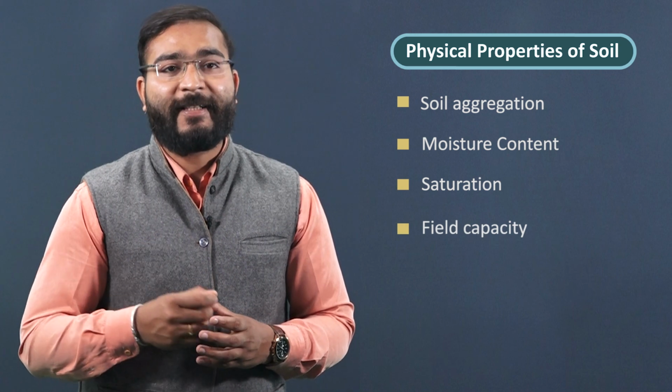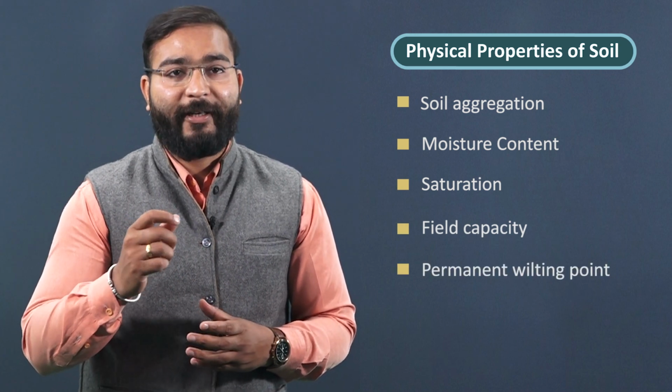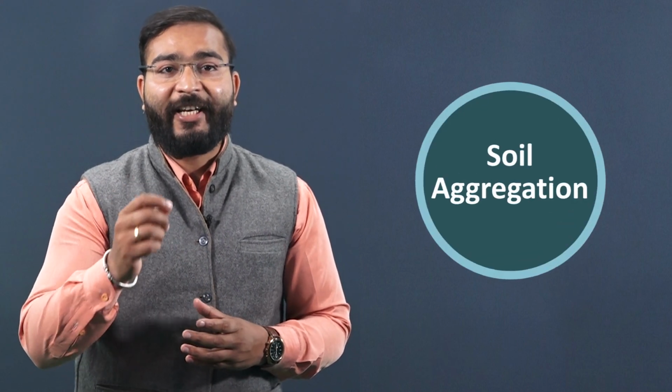In the previous session, Session 3, we saw the physical properties of soil like color, texture, structure, soil bulk density, particle density and its calculations. Students, today under Session 4, we are going to learn about some physical properties which include soil aggregation, moisture content, saturation, field capacity and permanent wilting point. So students, let's begin today's lecture with soil aggregation.